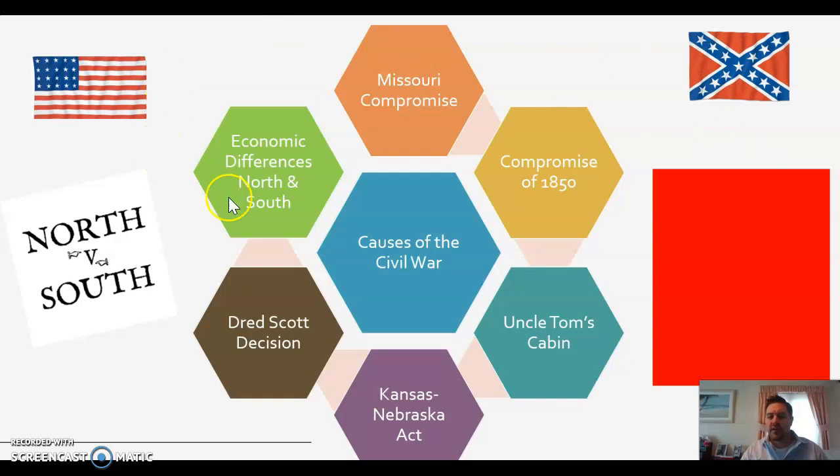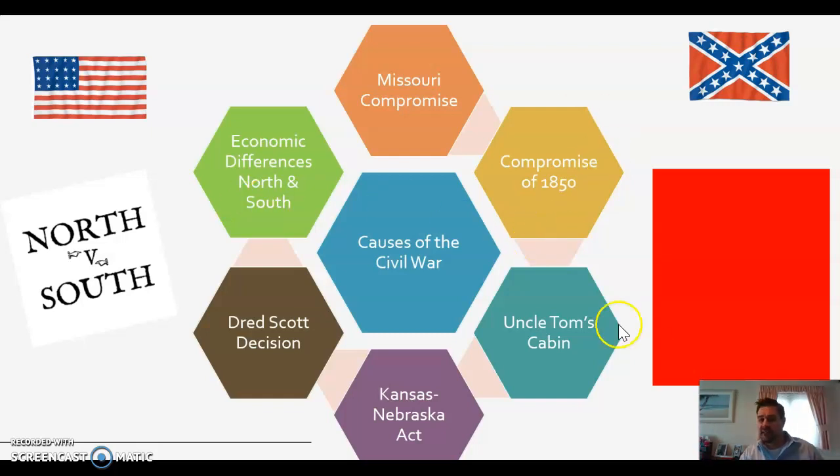We started with the differences between the North and the South. We said it was like two different worlds, and a lot of this had to do with the economies. The North had industry, the South was primarily based in farming, which of course made them dependent on forced servitude, slave labor. The Missouri Compromise, 1820, was one of the first attempts to keep the Union together, admitting Missouri as a slave state, admitting Maine as a free state.